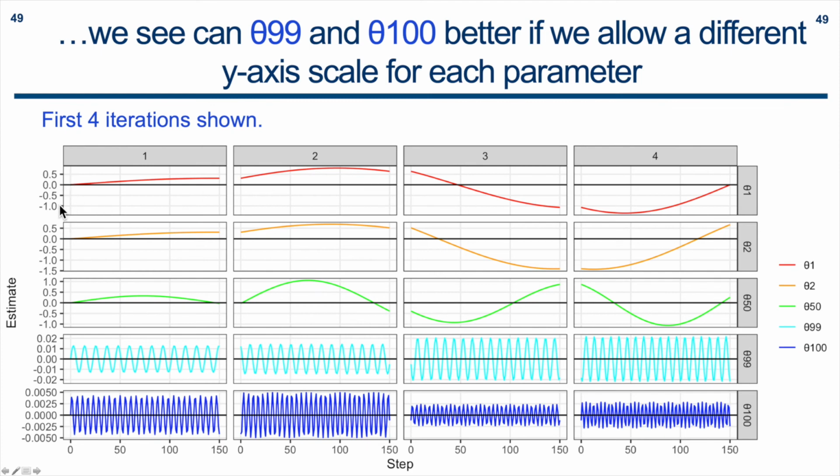So we just focus on the first 4 iterations here, but with a different y-axis for each of the different thetas. Here we see theta 1 going up towards about 0.5 and then down to minus 1. We also see for theta 2 some good exploration of the marginal distributions. And we can see what's happening now with theta 99 here in the light blue and theta 100. We're getting this much faster oscillation, so much more movement up and down for theta 99 and theta 100.